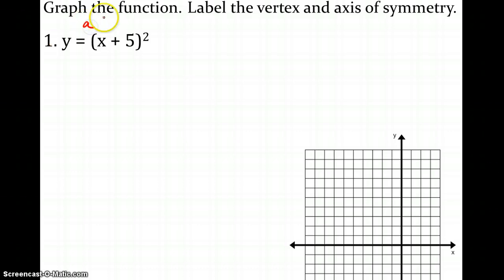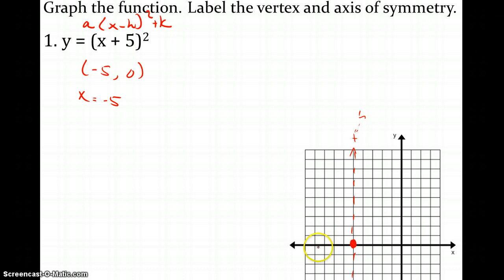We want to find what the vertex is. So we know our vertex form is y = a(x − h)² + k. So my h would be? Negative 5, and 0, because there's no value for k. Very good. That would be my vertex, (−5, 0). And the axis of symmetry would be x = −5. So let's fill it in.